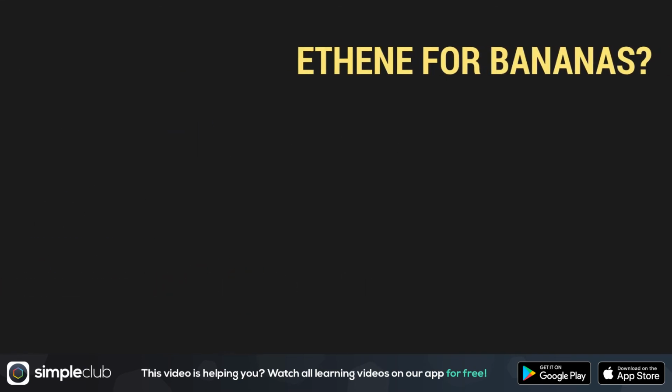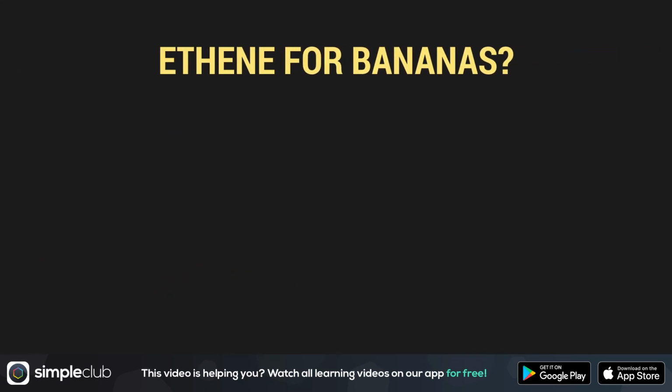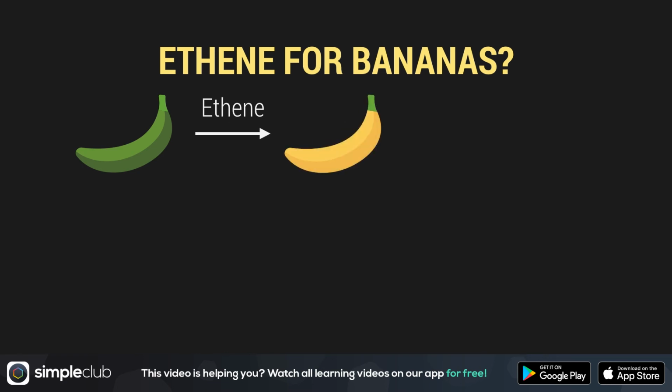But what do they have in common with rotten bananas? Are you ready for the explanation? Let's go! Bananas are normally green when harvested and therefore not ripe. But they are treated with an alkene called ethene on their way to the supermarket. This artificially ripens bananas so that they hit the shelf nice and yellow. Alkenes can speed up the ripening process of some types of fruits and vegetables.